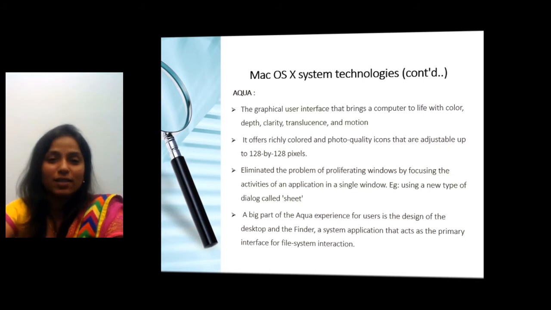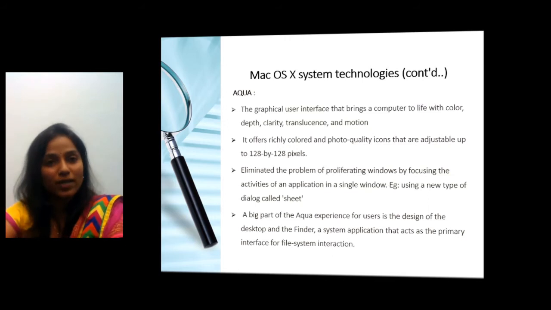It offers richly colored, photo-quality icons, adjusted up to 128 by 128 pixels. As it is highly clear, we can recognize each and every element and each and every file on Mac OS X, which are indicated with different kinds of icons. For example, for documents and PDFs, they are represented with document symbols. Similarly, for MP3 or videos, they are represented with video symbols like that.